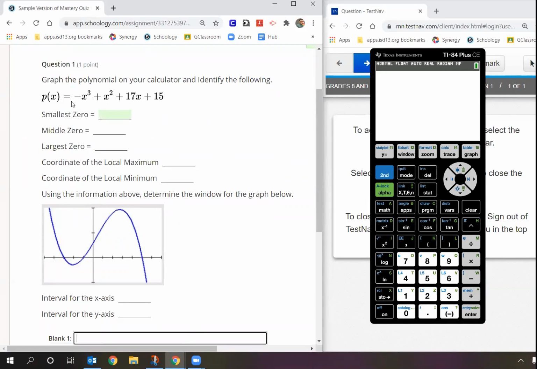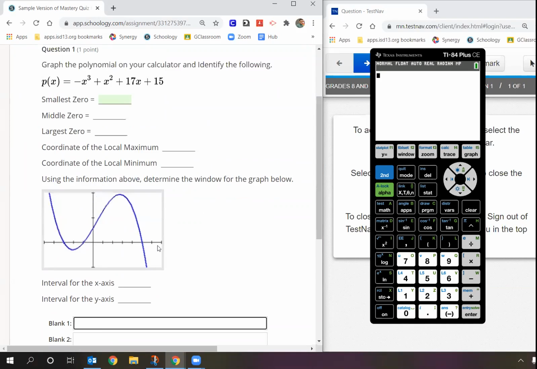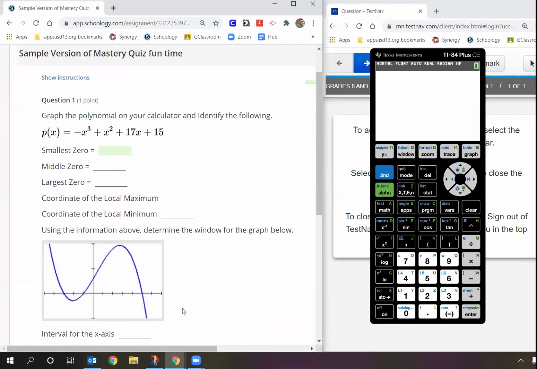You're going to get a polynomial. So here is my polynomial. I need to graph this thing and identify what my zeros are for that function. I've also got a graph for it here, but that's for a later question because I haven't marked any of the numbers on there. So I want to plug this into my graphing calculator.